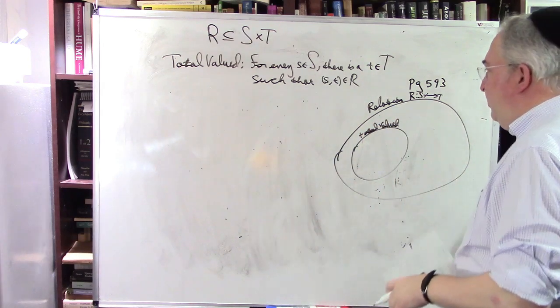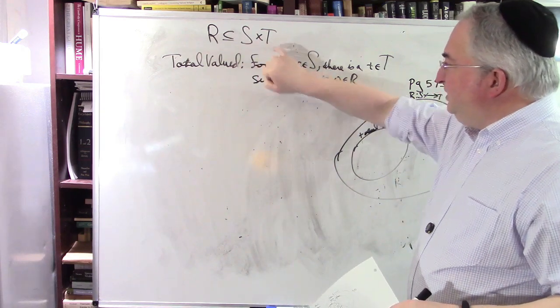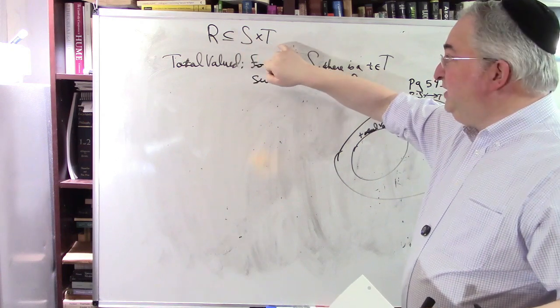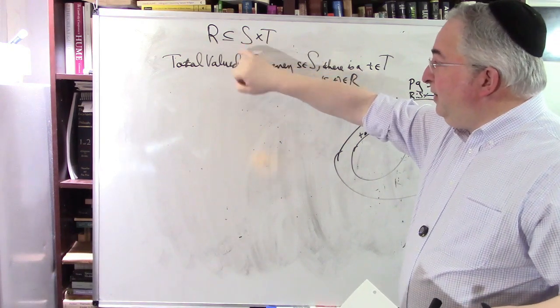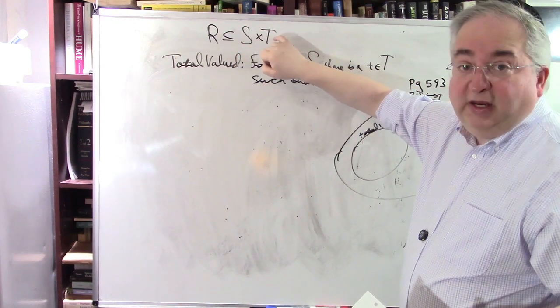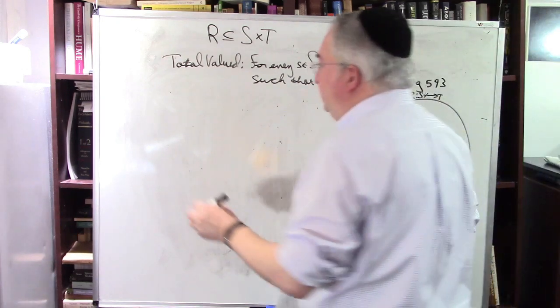Again, think of relations as relating these guys to these guys. Some of these guys might be loners and not related to any of these guys. But in a total valued relation, every one of these guys has somebody in here that he's related to. Okay, next, single valued.